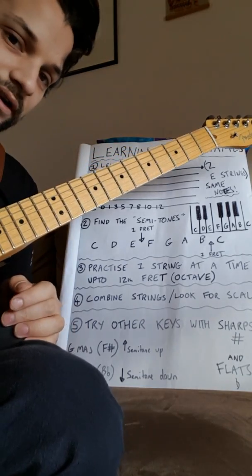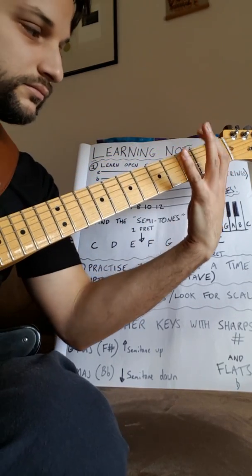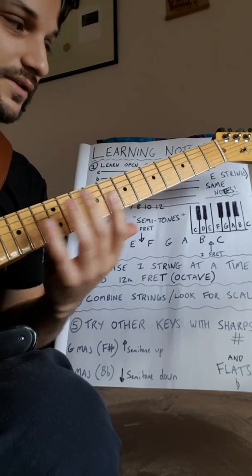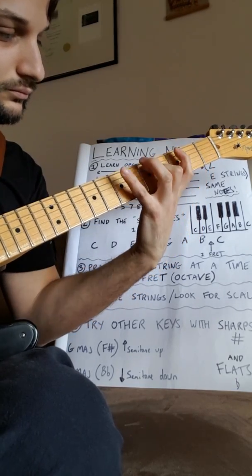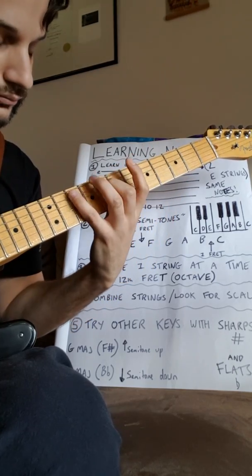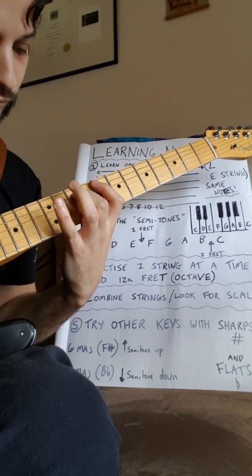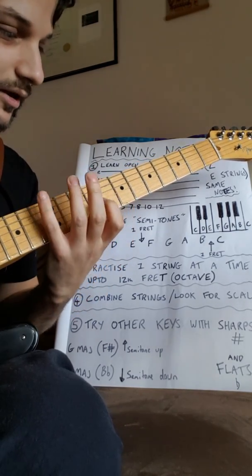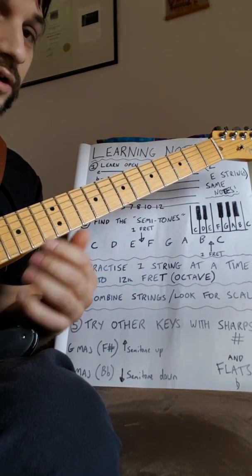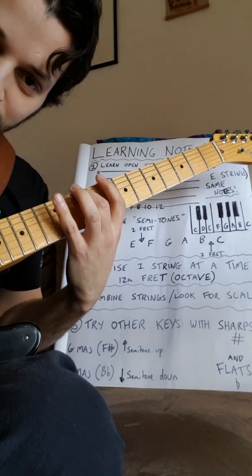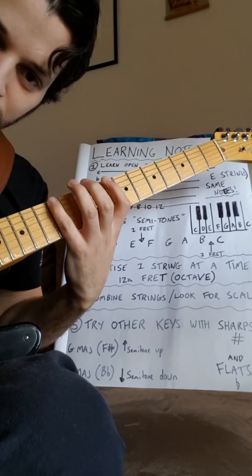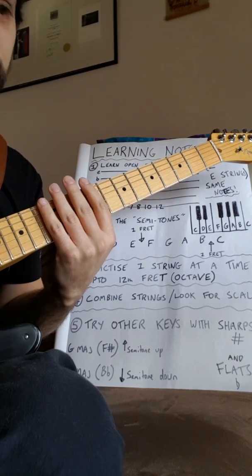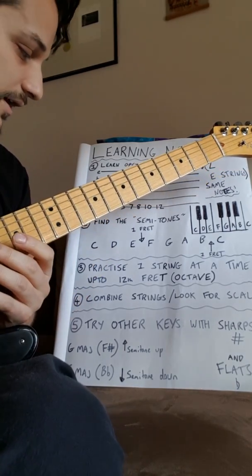try learning 1 string at a time, like I just showed you with the E. Then you can try grouping maybe 2 strings together at a time. Just little things like that, like make up exercises, make up groupings, anything that you want to work on. If you want to work on your speed picking, do something that's going to be constructive for your left hand, your right hand, and your brain as well.